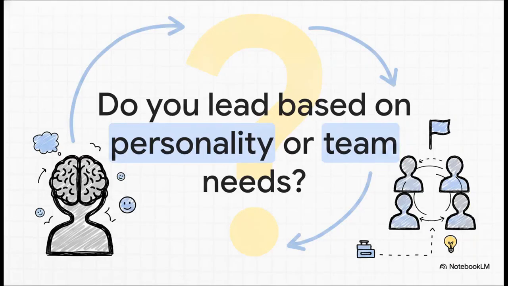Let me kick things off by asking you something. Do you lead based on your own default personality? Or do you actively adjust your approach based on exactly what your team needs today? It's kind of a tough question to answer honestly, right? A lot of really well-meaning leaders fall into the trap of a one-size-fits-all approach. But as we're about to see, the absolute best leaders don't just lean on their favorite style, they adapt. They tune in to the immediate needs of their followers and the environment right in front of them.